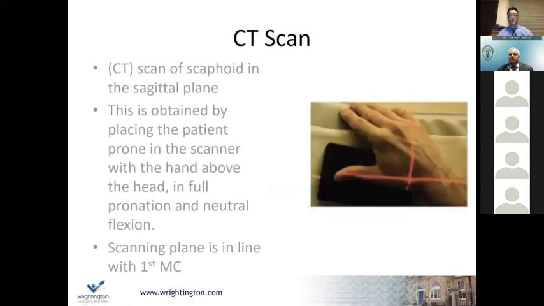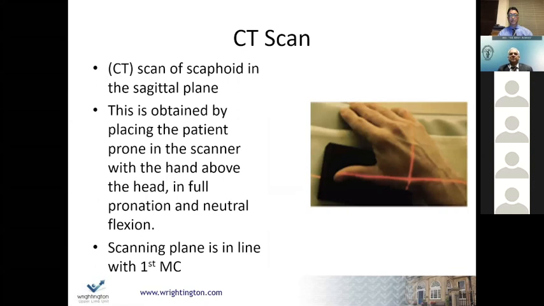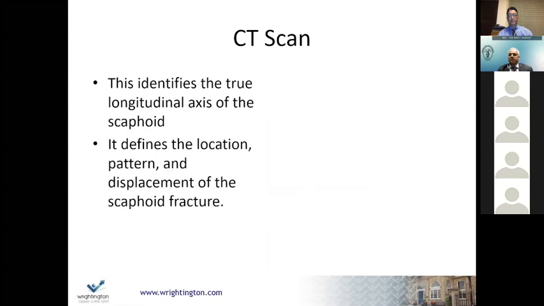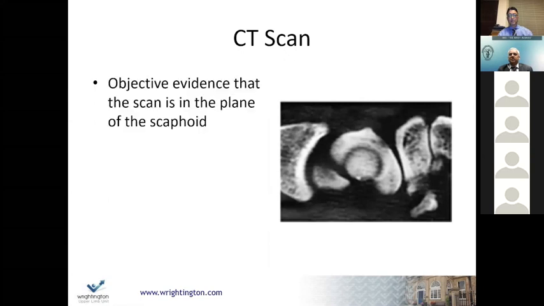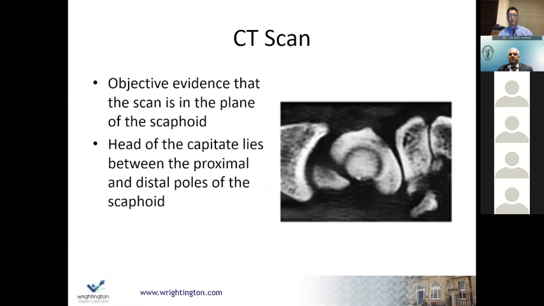A few tips and tricks about CT scans: specifically, the scan that you ask for needs to be a CT scan of the scaphoid, not necessarily a CT scan of the wrist. This needs to be performed in the plane of the first metacarpal and the scaphoid itself. There are various papers which show that performing these scans gives you greater accuracy. However, a range of opinions is available, and to a large extent a lot of these things tend to be operator dependent and dependent upon the type of radiological support that you have.